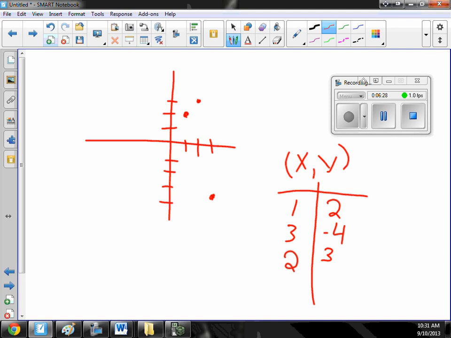Does this represent a function? Does every person live in one city? Yes. Person 1 lives in city 2, person 3 lives in city negative 4, and person 2 lives in city 3. What if I had a 5 and nothing to match it to?